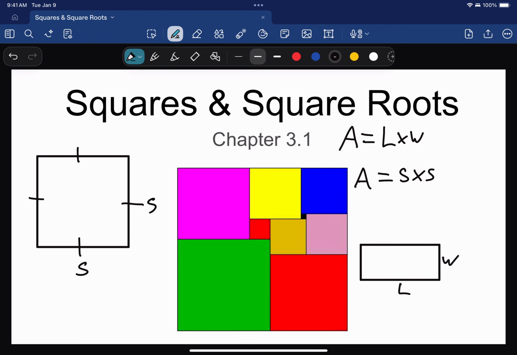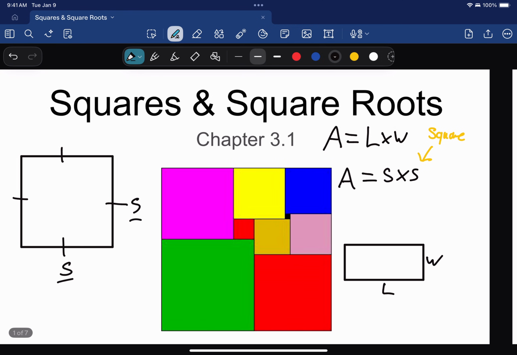But in a square, they're all the same. So the area of a square is side length times side length. So this is going to be the square area. Okay, we need to know that. That's important for this unit. We need to understand that a square has 4 equal sides. I'm sure you've all heard that before in your math career.